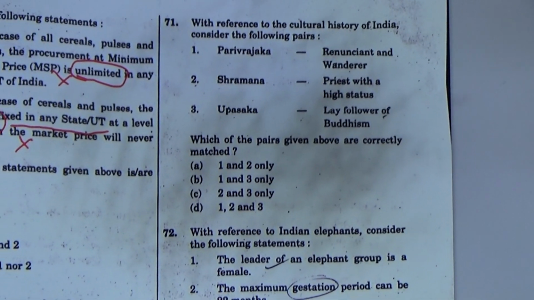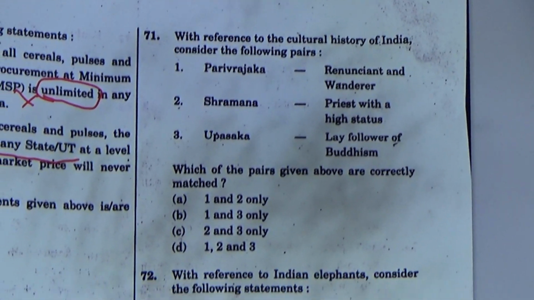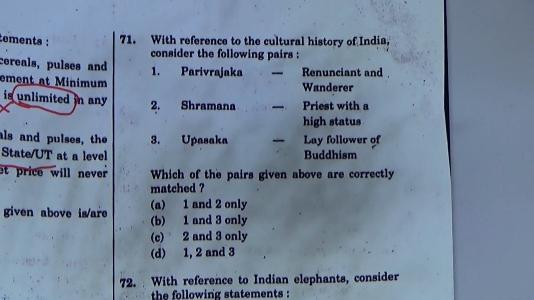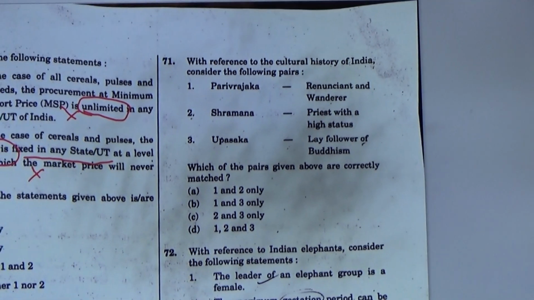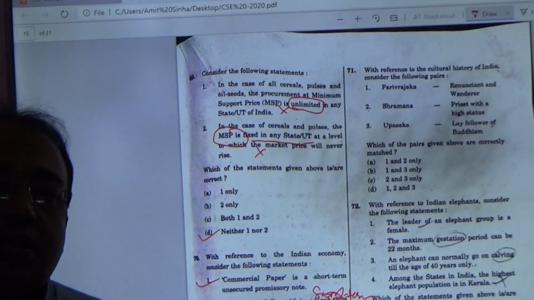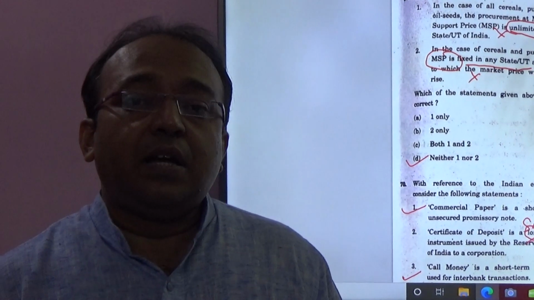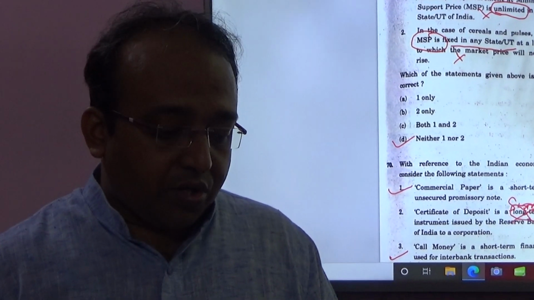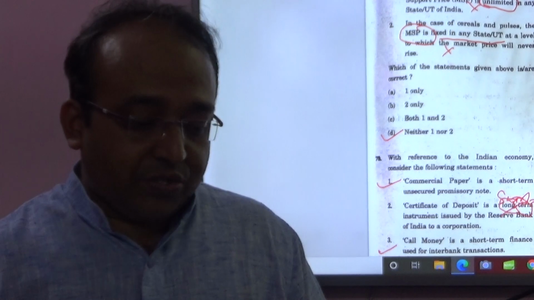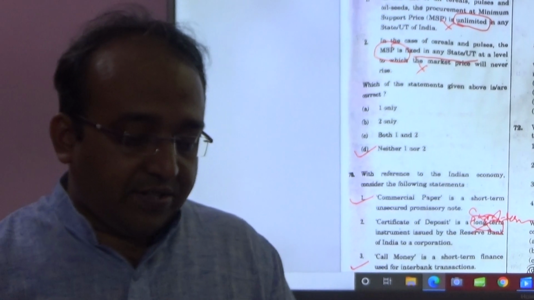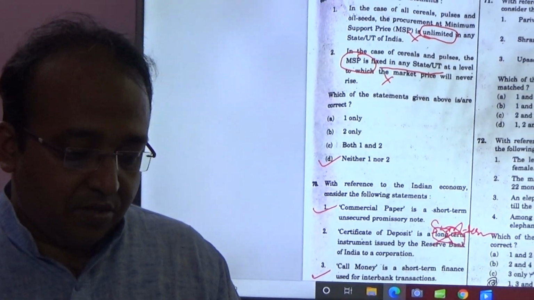Then Sramana. The Sramana were basically the ascetics. In the 6th century BCE, there was a Sramanic culture that developed in ancient India, including Buddhism, Jainism, even Ajivikism. They all were Sramanic traditions that developed in the 6th century BC in India. So Sramana is not at all a priest, rather it is asceticism or ascetics. So priest with a high status is incorrect. So Sramana here is incorrect.